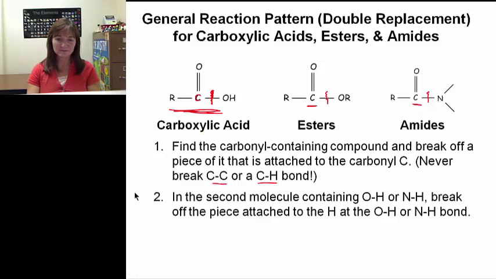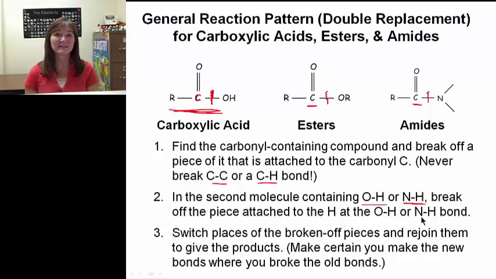Step two is in the second molecule, which I'm not showing you here because I don't have the reaction. In the second molecule, it's always going to contain either an OH group or an NH group. In that case, you're going to break off the piece that is attached to the hydrogen at the OH or the NH bond. So I'll show you that in just a couple seconds.